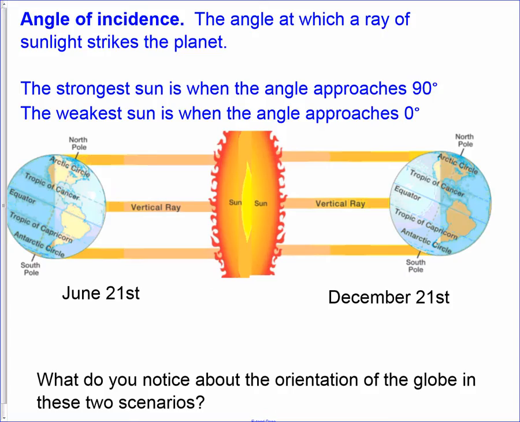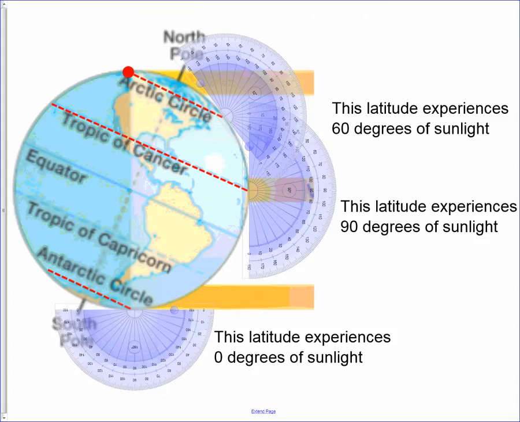So one big piece of information that you need to know about why we have seasons is this concept of the angle of incidence, which is the angle at which a ray of sunlight strikes the planet. The strongest sun is when the angle approaches 90, and the weakest sun is when the angle approaches 0. If you'll notice something about the orientation of the globes, they're both oriented in the same way. This North Pole doesn't shift positions and then point towards the sun over here. It's always pointing or slanted to the right in this diagram, and that's also important.